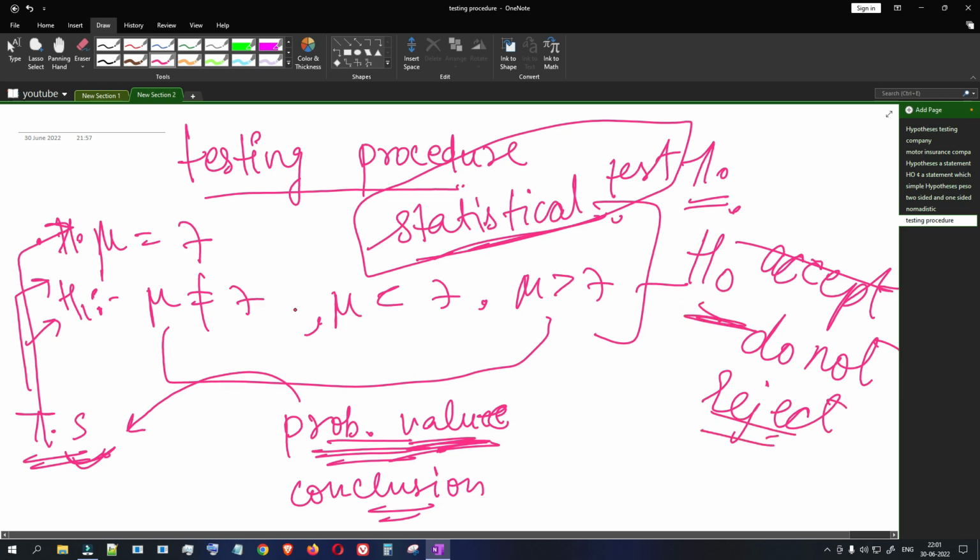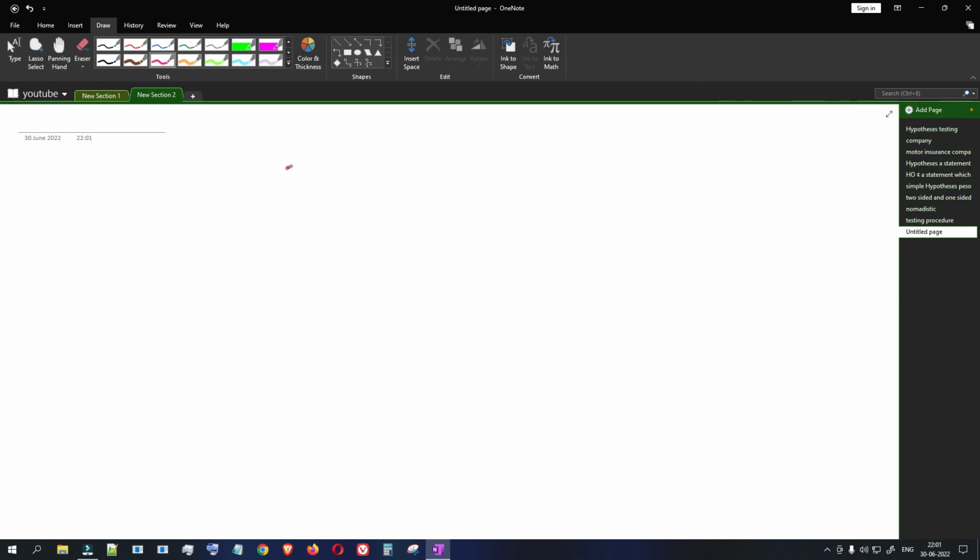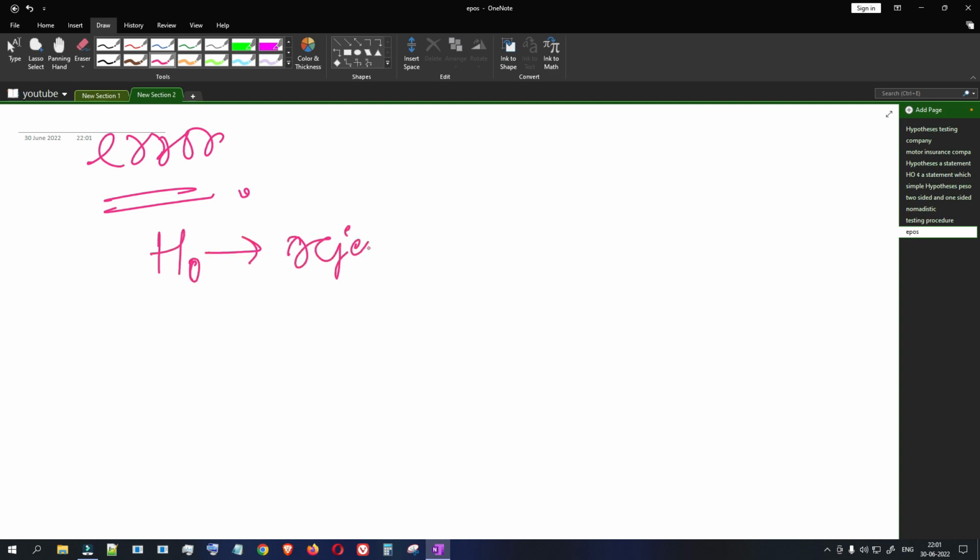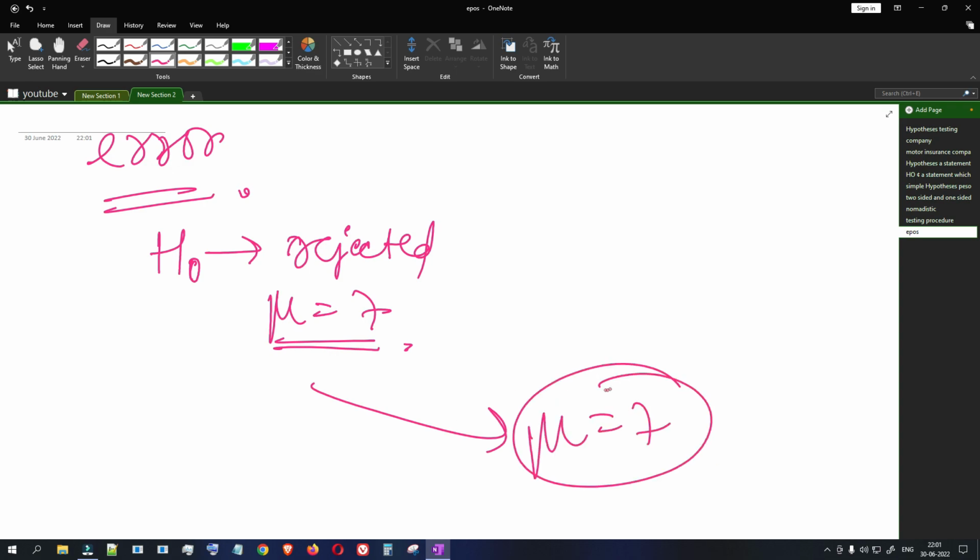So what I am trying to say here is that statistical tests are not always true. There could be an error. It could be that we have rejected H naught, which said that mu is equal to 7, but in true fact also mu is equal to 7. The true mu could be 7, which we may not know obviously, but it could be possible that we have rejected this fact that mu is 7. Why have we done this?